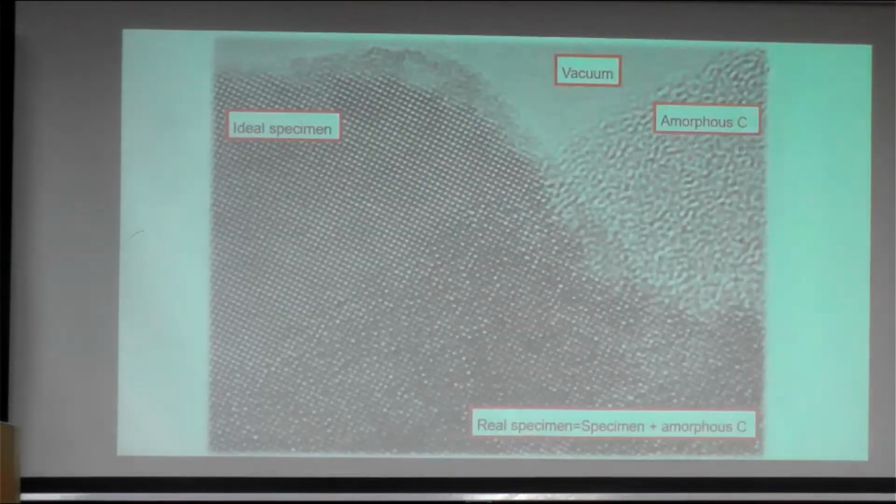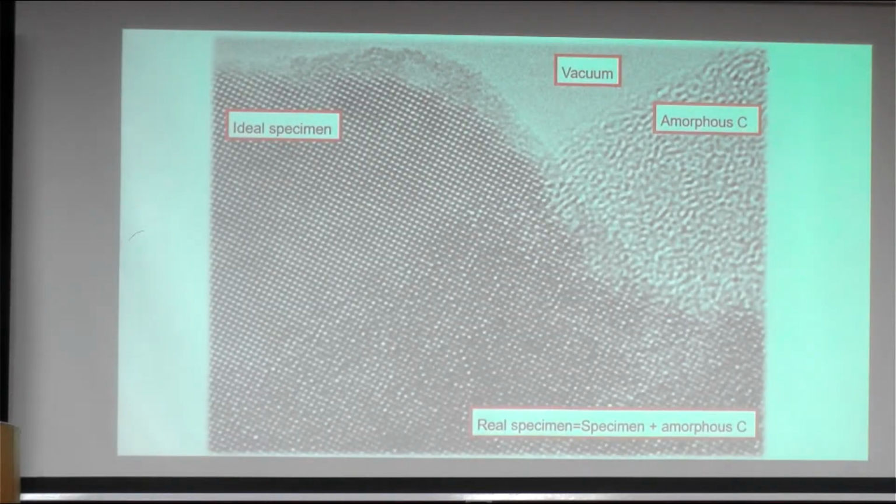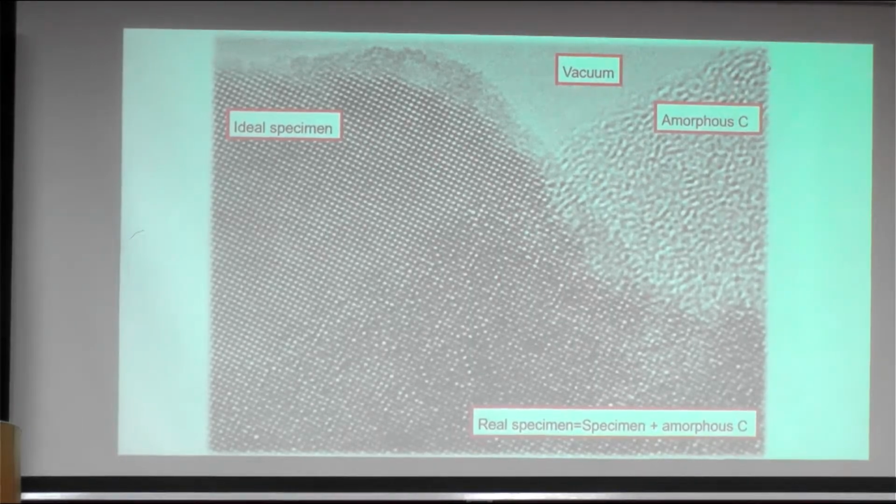So now let us look at some real specimens. What do we need and how should it look? Let us consider nanoparticles transferred onto a carbon support, amorphous carbon, and here we have different situations. One is the vacuum. Here you see nothing. Then you see one area, another area, and a third area. This area belongs to the amorphous carbon. You see this is a disordered area.